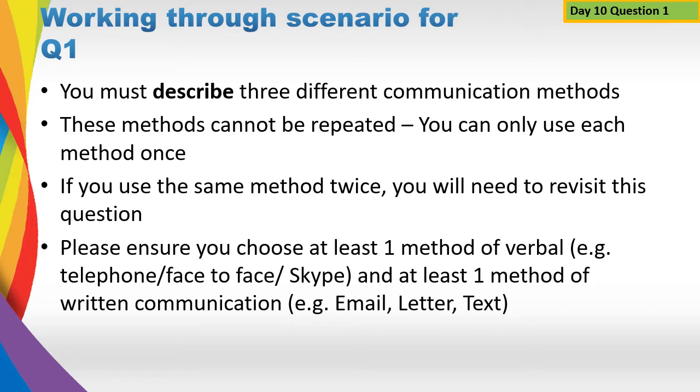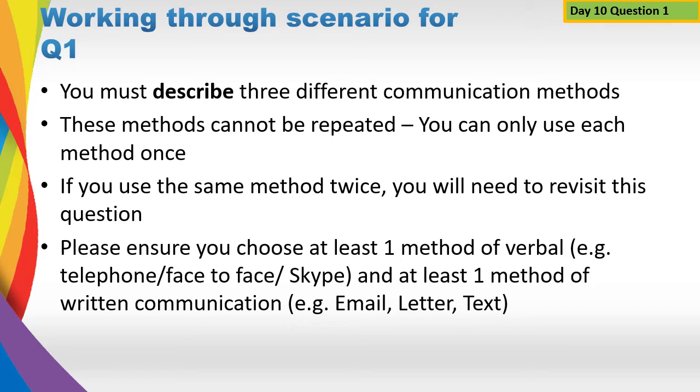Through the scenario, you must describe 3 different methods of communication. So the methods cannot be repeated. You can only use a method once. My advice is, before you decide on a method for the first part of the scenario, make sure you've read all 3 parts before you make a concrete decision and start writing about it, because if you use the same method twice, you're going to lose marks on this question.